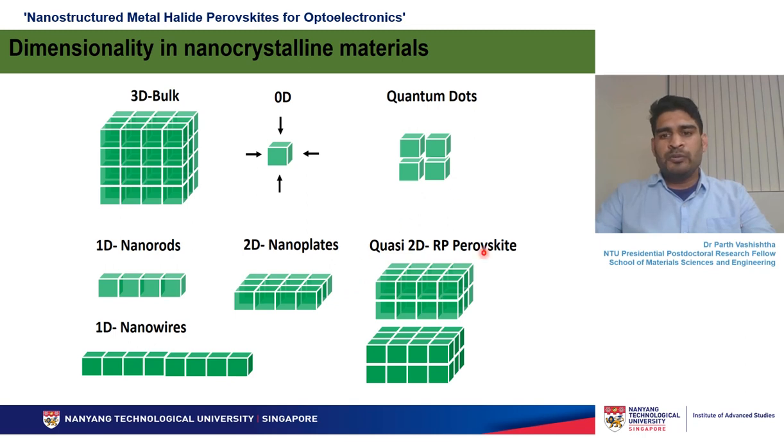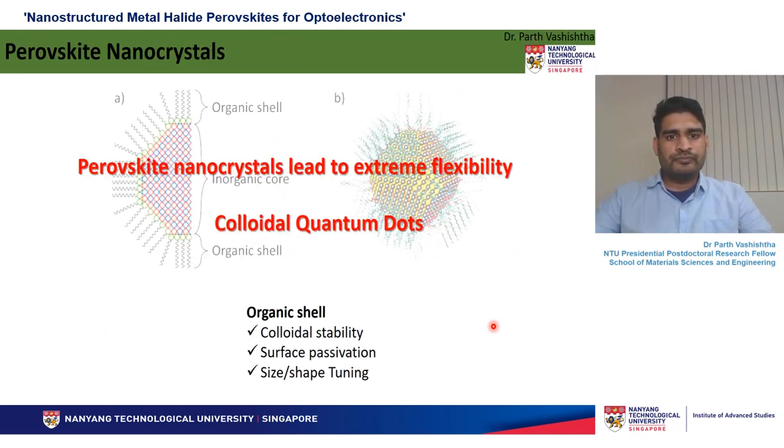And then we can also make quasi 2-dimensional perovskite. We call it RP perovskite, which is Ruddlesden-Popper phase perovskite. So in the case of RP perovskite, basically, we just have a combination of these 2D nanoplates connected together, and a number of these monolayers of 2D plates are separated from each other by some organic or inorganic cations. I'll talk about this quasi 2D in a bit more detail in later slides. So this is all about the dimension of this perovskite.